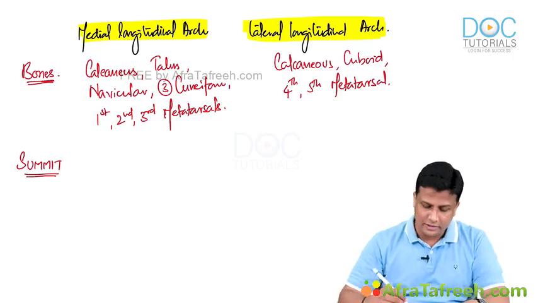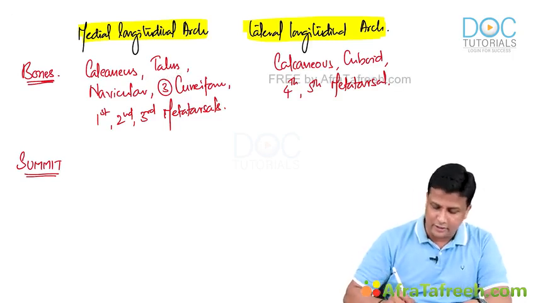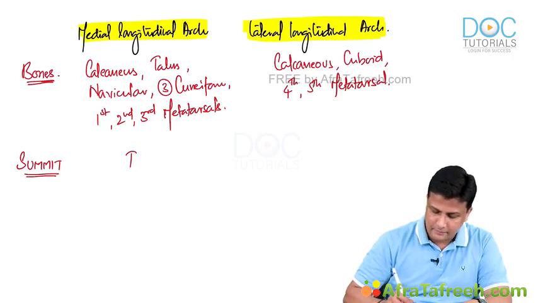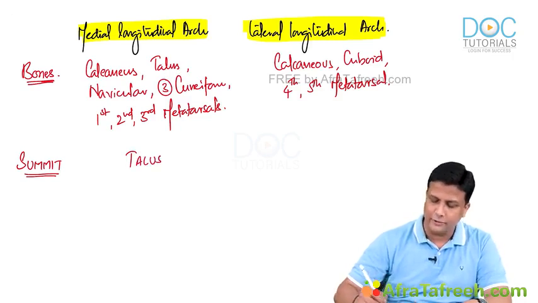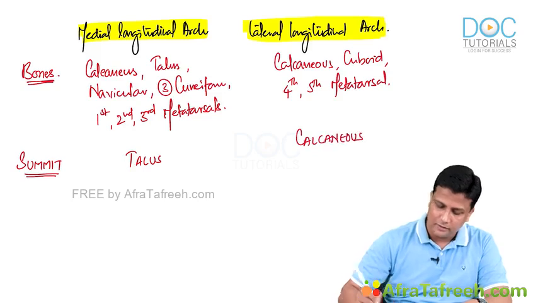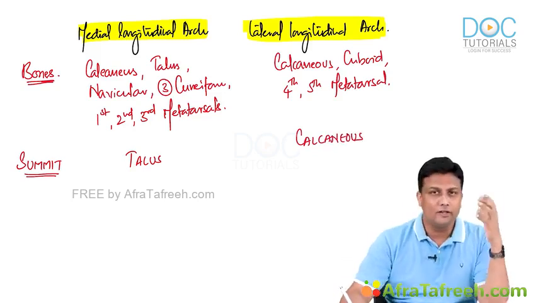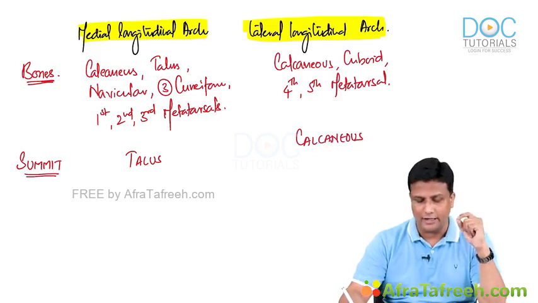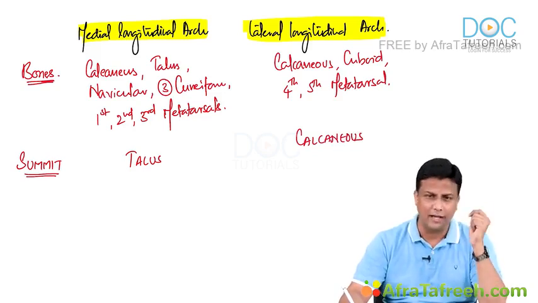Now, when you see towards the medial side, on the medial side, the summit or the highest bone will be formed by talus, and in the lateral longitudinal arch, the highest one will be actually the calcaneus only. So, in the medial longitudinal arch, the summit is actually formed by the talus, and in the lateral longitudinal arch, it is formed by the calcaneus only.